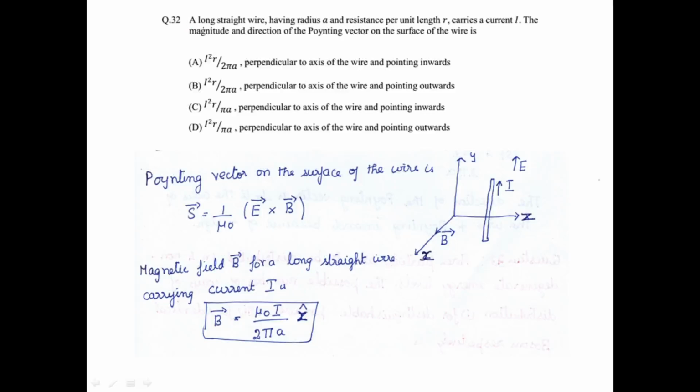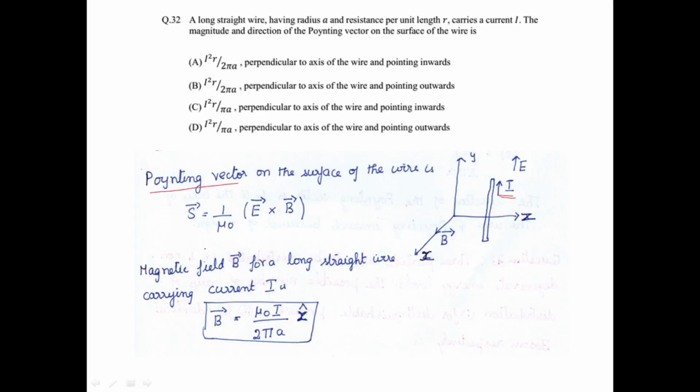Question: Consider a long straight wire having radius a and resistance per unit length R carrying a current I. The magnitude and direction of the Poynting vector on the surface of the wire is. So in the question, they have taken a long straight wire that carries a current of I. They have asked us to find the direction and magnitude of the Poynting vector.